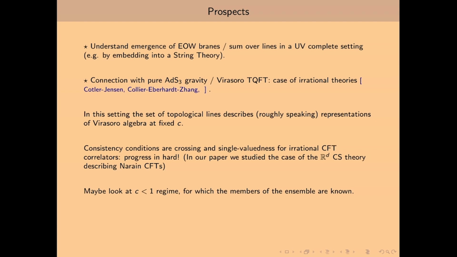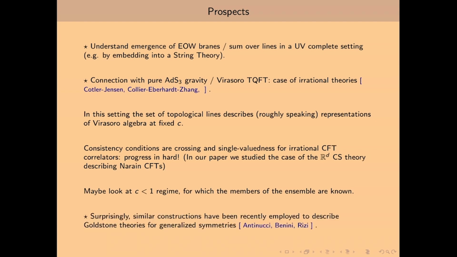So yes, my only idea was just you could look at c smaller than one, which is a bit more understood, and see what happens in the bulk, so rephrase the things in the bulk language. But okay, it's not been done so far. And some nice similar constructions, also using this holomorphic boundary condition, have been employed to describe Goldstone theories for generalized symmetries, so spontaneous symmetry breaking, in some recent papers. So this is also a nice set of ideas that I think one could employ.